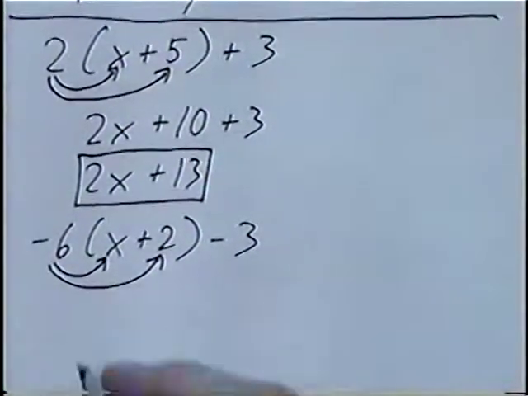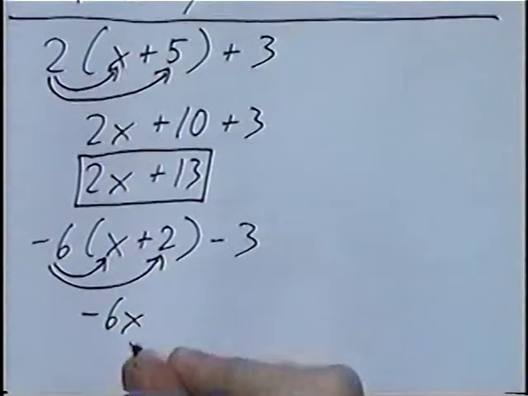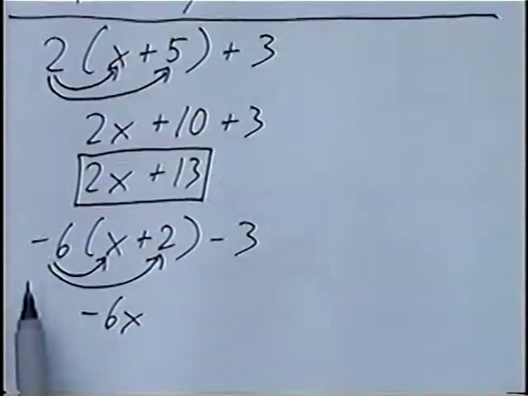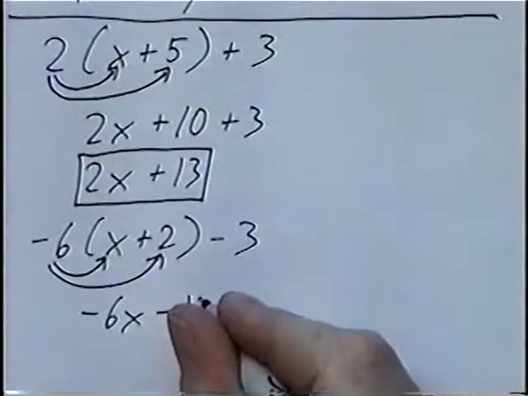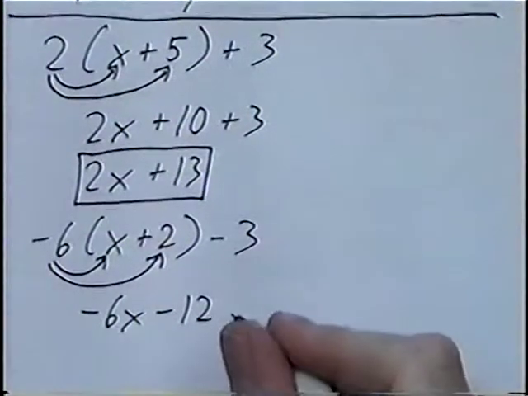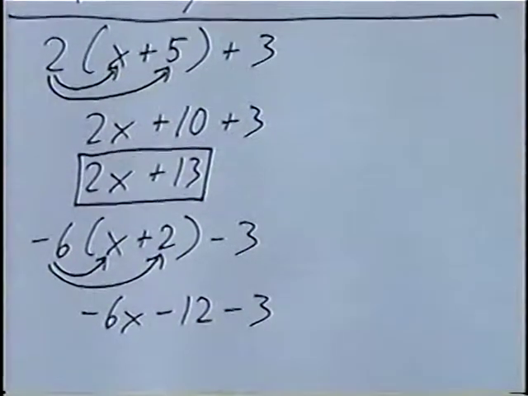Negative 6 times x would be negative 6x. Negative 6 times a positive 2 would be negative or minus 12, and the minus 3 would stay the same.